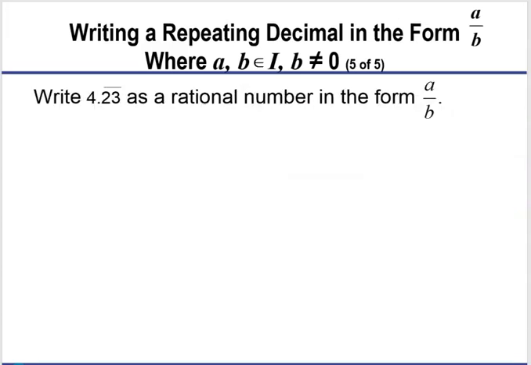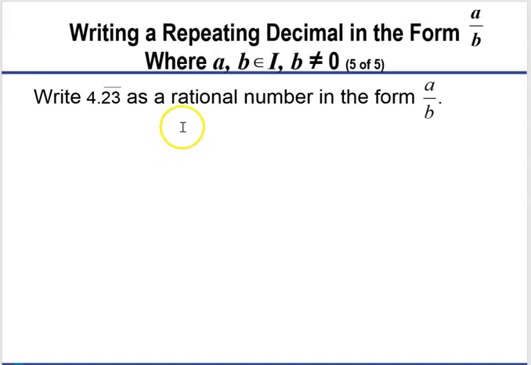We're supposed to write 4.23232323 repeating forever as a rational number. Okay, let's try to do this. So how do we start? Remember what we're supposed to do? First of all, make it an equation.